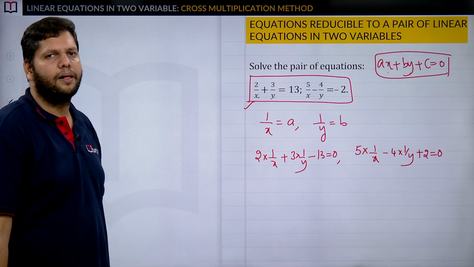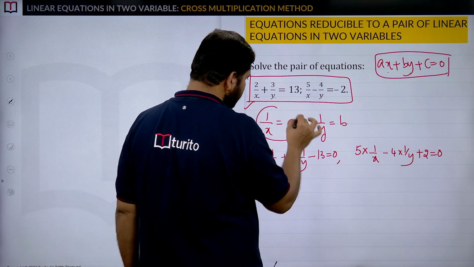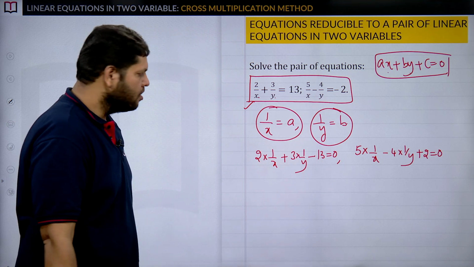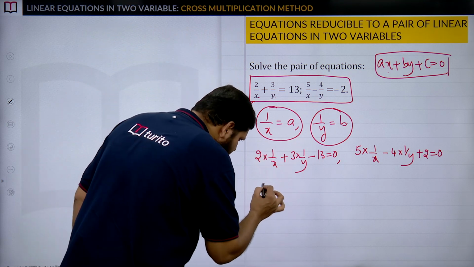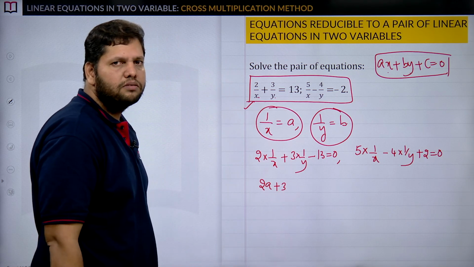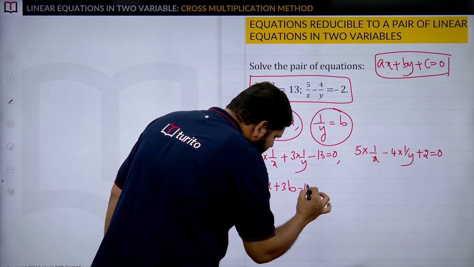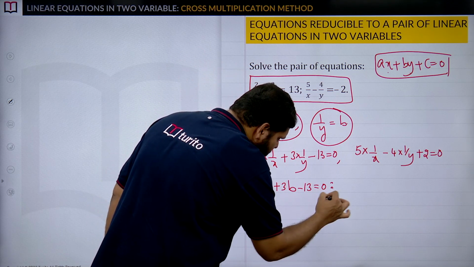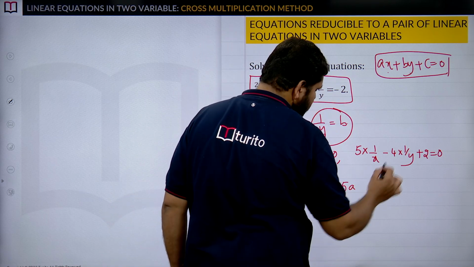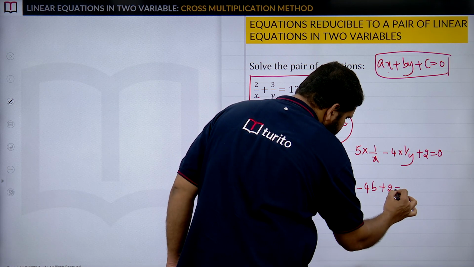Clear, children? Now, children, I told you already, we are assuming 1 by x value is a and 1 by y value is b, isn't it? So what I am writing? 2 into 1 by x value is equal to 2a. 3 into 1 by y value is equal to what, children? We can say 3b. And it is minus 13 equal to 0. Here also 5 into 1 by x value is 5a. 1 by y is equal to minus 4b. And this is plus 2 equal to 0.